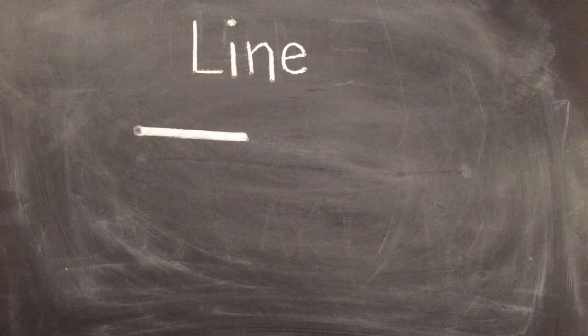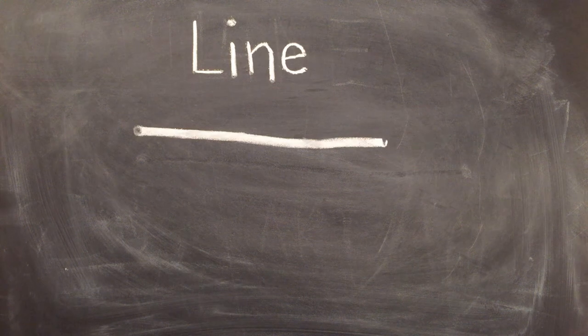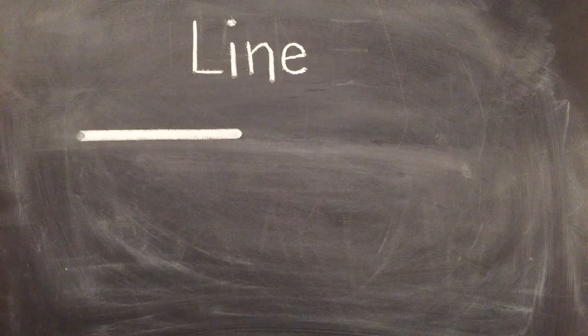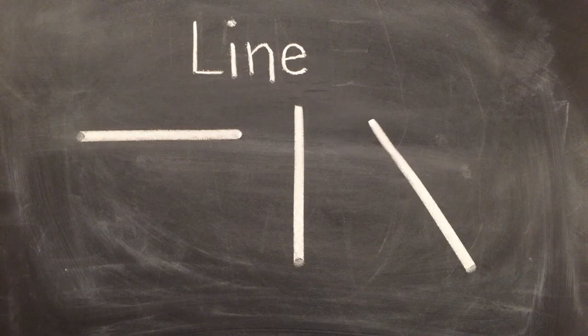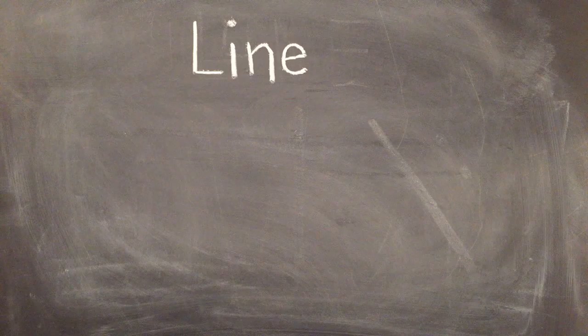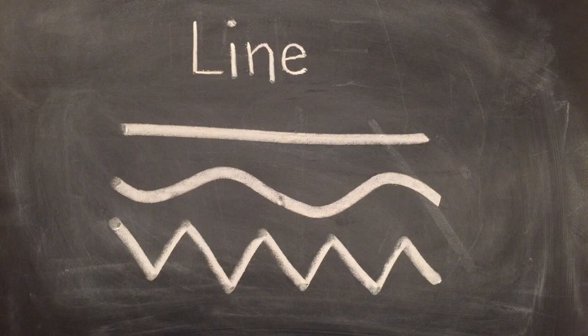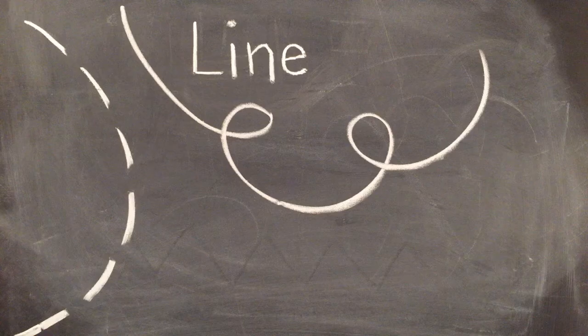Line is the path a point makes as it moves through space. Lines can be horizontal, vertical, or diagonal. They can be straight, curved, or zigzag. In fact, there are lots of ways to make lines.